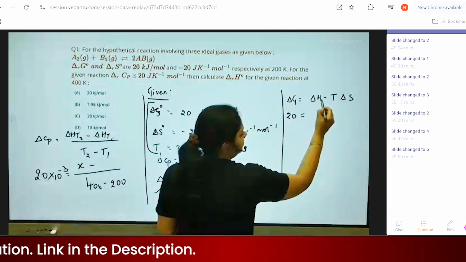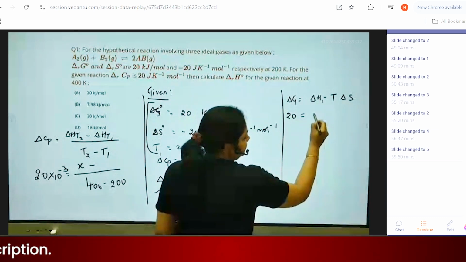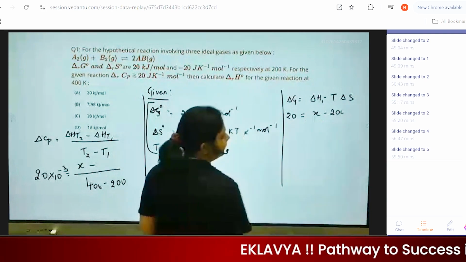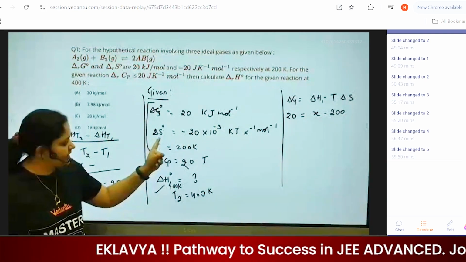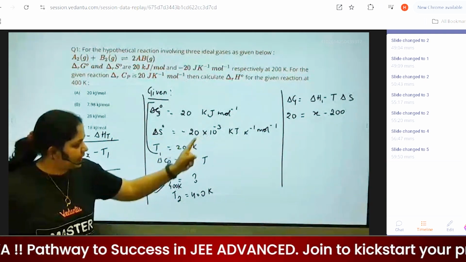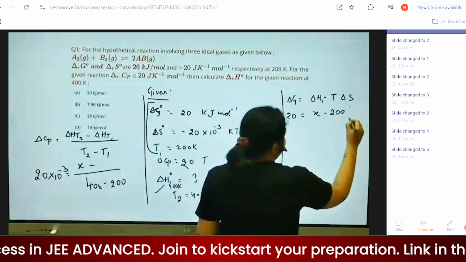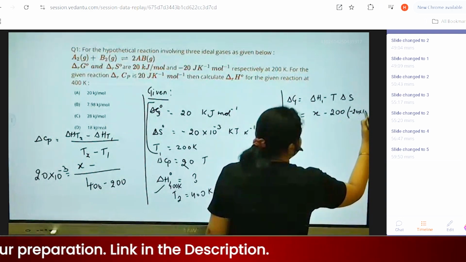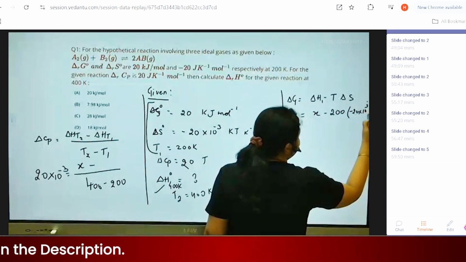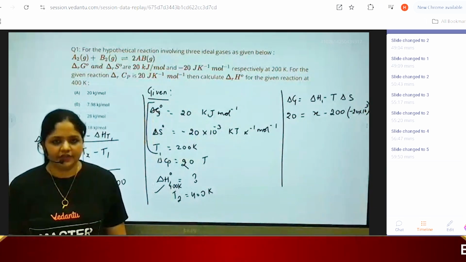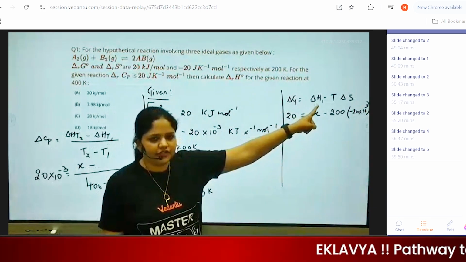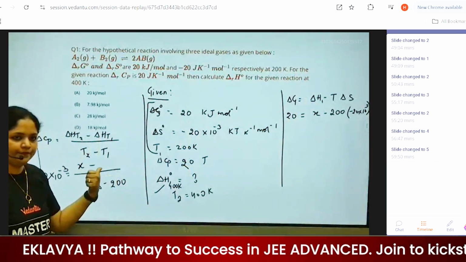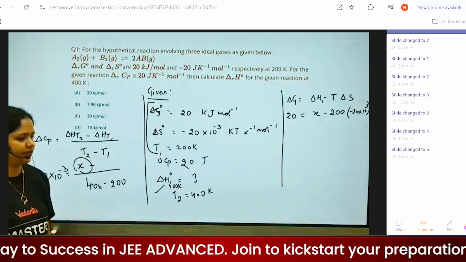This will become delta H at T1, which is X here, minus 200 into, what is delta S? Delta S is minus 20 into 10 to the power minus 3. So we have to first calculate this delta H at T1, then take this and substitute here, and then calculate for this delta H.